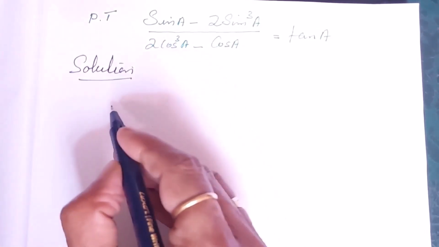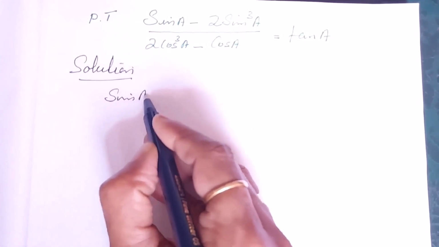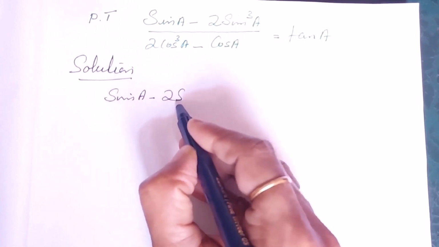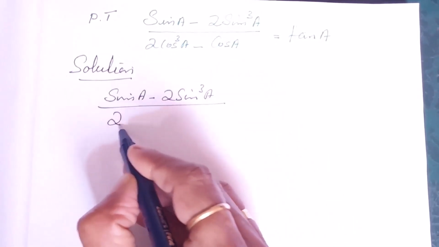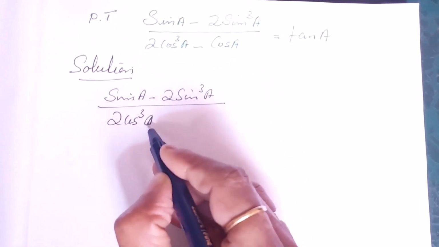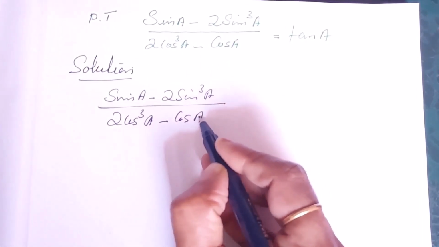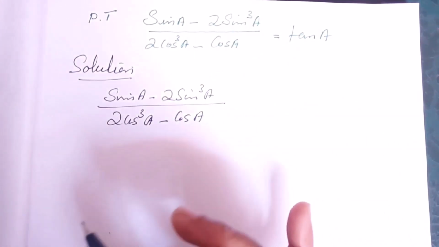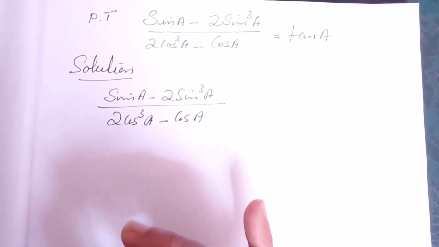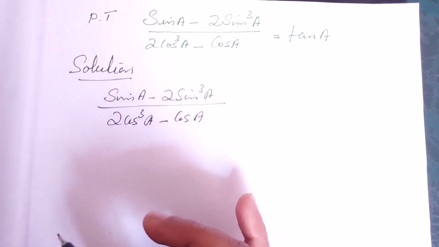We are given on the left hand side sin A minus 2 sin cube A divided by 2 cos cube A minus cos A. Now we have to prove that left hand side is equal to right hand side. The answer must be tan A. We have to prove it, right?